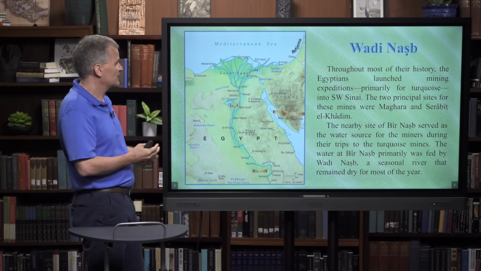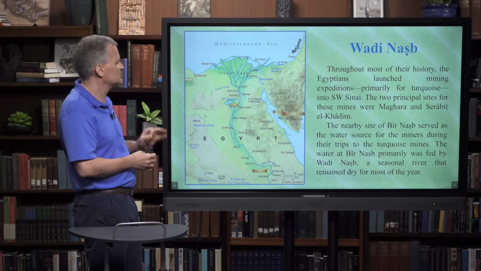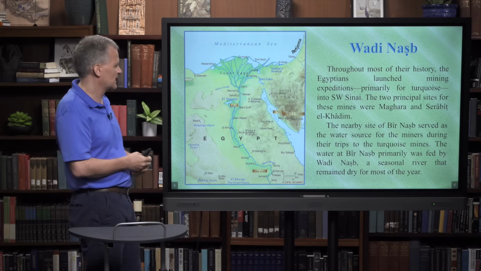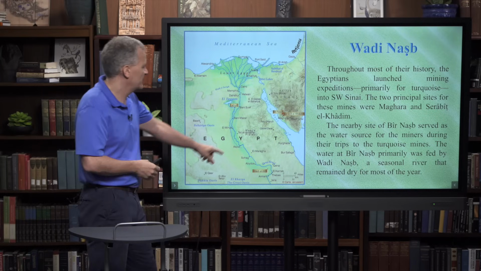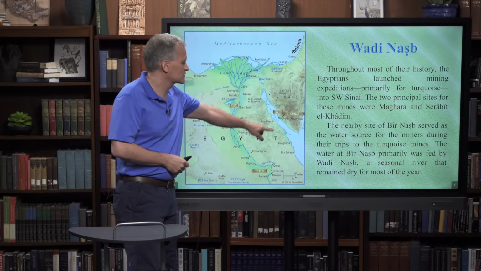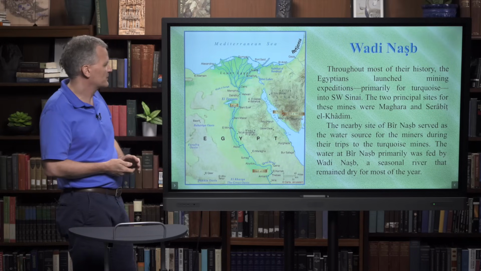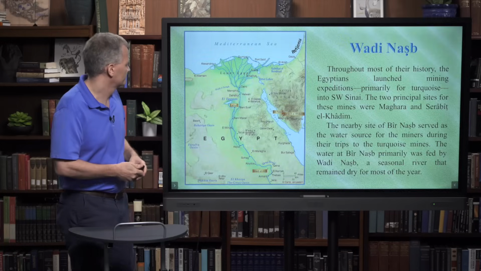But throughout most of their history, the Egyptians launched mining expeditions primarily for turquoise into southwestern Sinai. And again, Maghara and Serabit are the two sites where this usually takes place. The nearby site of Bir Nasib served as the water source for the miners during their trips to the turquoise mines. The water at Bir Nasib primarily was fed by Wadi Nasib. It's this seasonal river that didn't provide a constant flow of water.